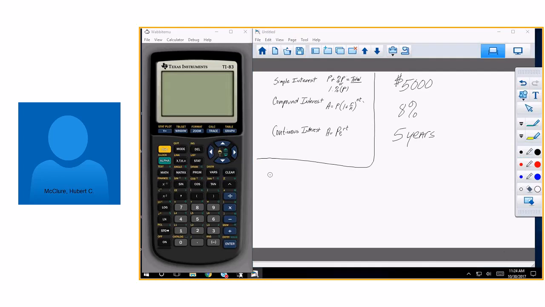So simple interest would be 1.08 times what? 5,000. And then you're going to multiply that, I mean, that would be over 5 years. And then you would divide that by what? 60 payments.